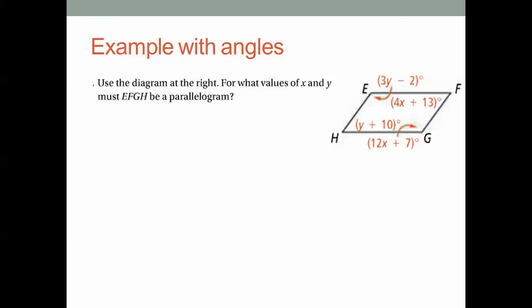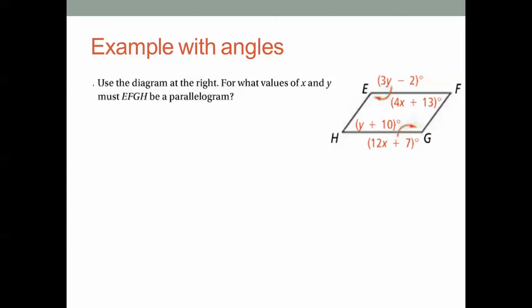Here's an example with angles. It says use the diagram at the right. For what values of x and y must EFGH be a parallelogram? Well, there's a couple things I know about the angles of parallelograms. Opposite angles are congruent, and any angle and its consecutive angles are supplementary. So I'm going to see what I can use here to solve for x and y.